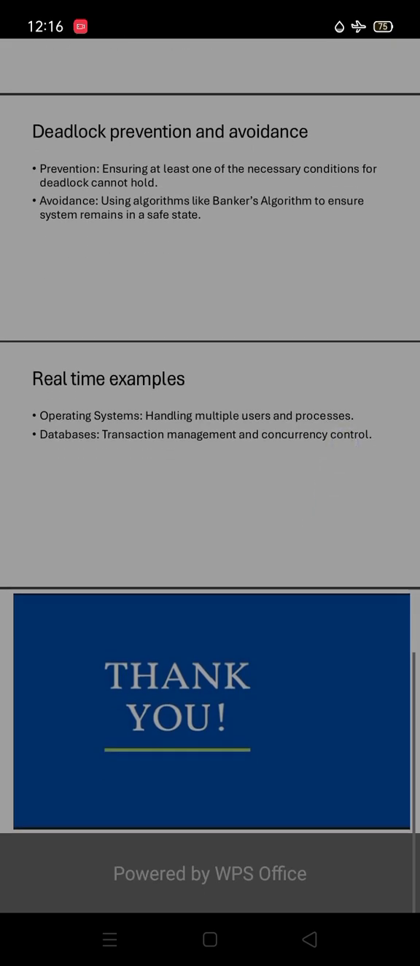Real time examples for this are operating systems handling multiple users and processes, and databases with transaction management and concurrency control. So using this and all, we are doing the process of synchronization.